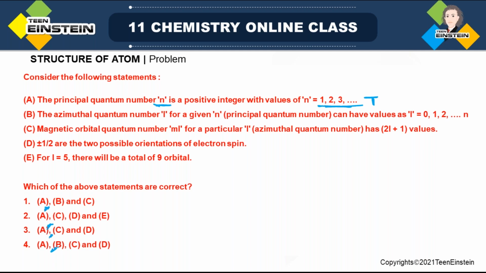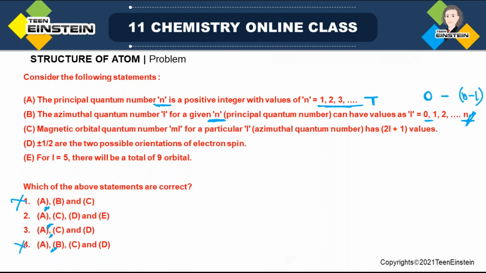Second statement is saying that the azimuthal quantum number, for a given principal quantum number n, can have values starting from 0 up to n. But what we know is that the l value starts from 0 and ends at n minus 1. Here it is mentioned as n, so this is not correct. This is wrong, so the options should not contain statement B. Based on this, you can cancel option 1 and option 4.